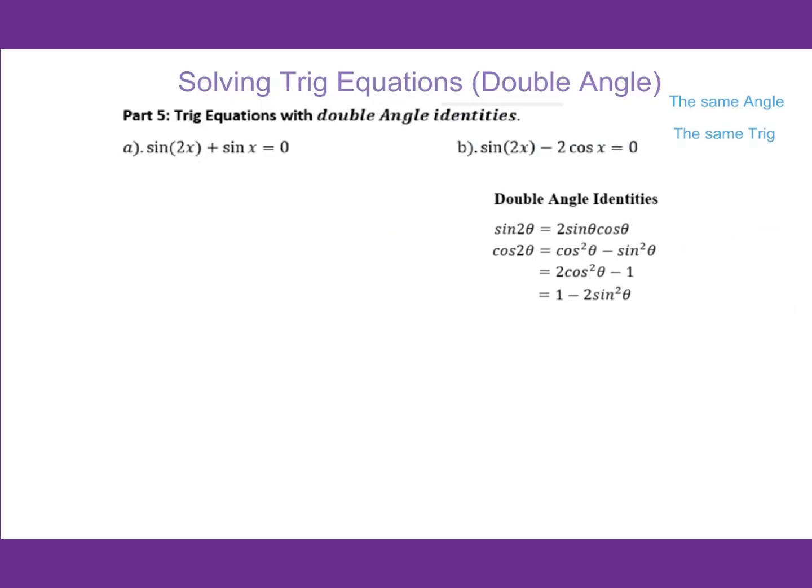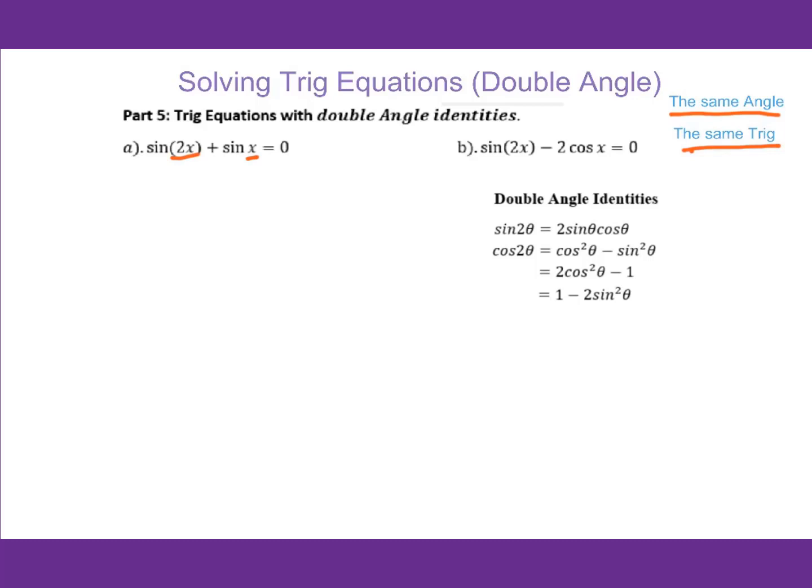When you're working on a trig equation with a double angle, remember this is the rule: the same angle, the same trig. 2x and x are not the same angle, so you have to change into x. The angle is x, not 2x. And also the same trig. That means try to change both to cosine or both to sine.